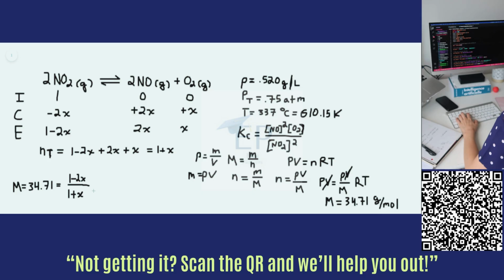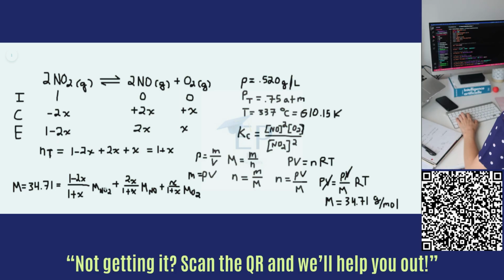And this will be times the molar mass of NO2, plus the number of moles of NO, which is 2x, over the total number of moles, 1 plus x, times the molar mass of NO, plus the number of moles of O2, x, over 1 plus x, times the molar mass of O2.